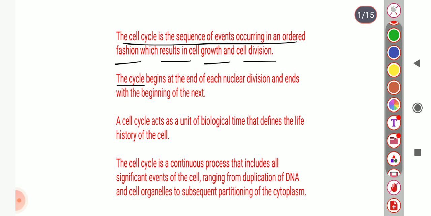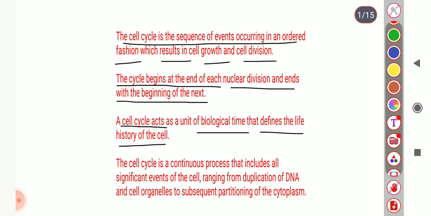The cell cycle begins at the end of each nuclear division and ends with the beginning of the next. The cell cycle acts as a unit of biological time that defines the life history of the cell. That implies it is a unit of biological time and it defines the life history of the cell.